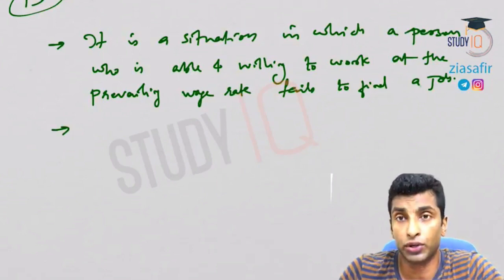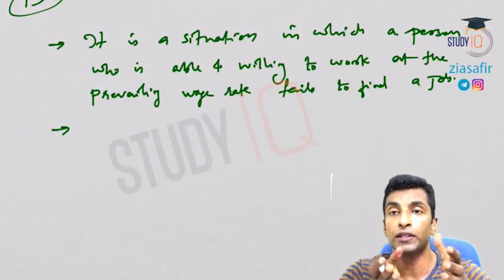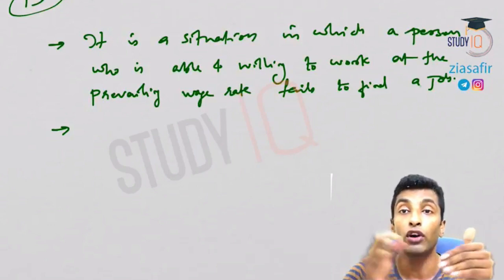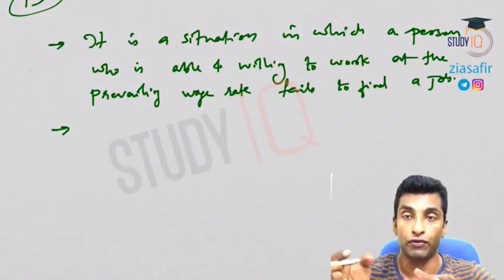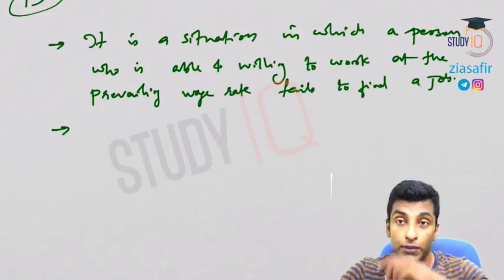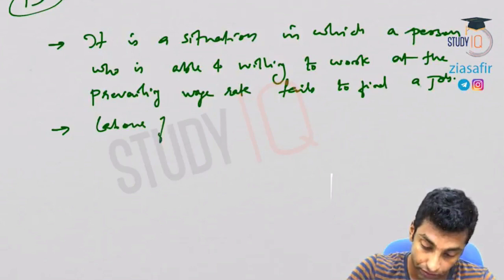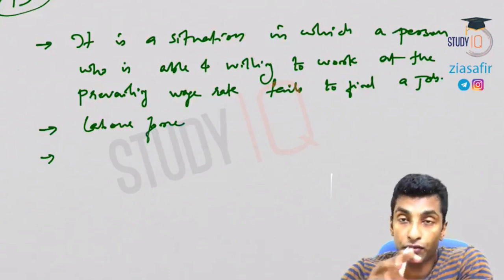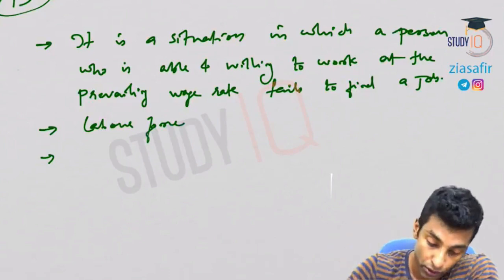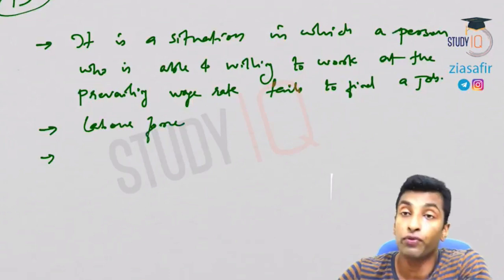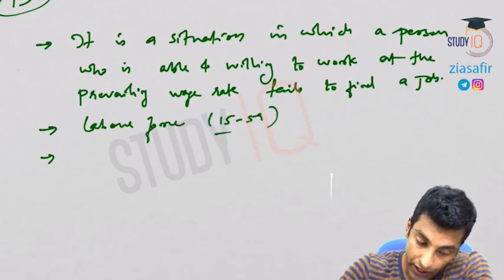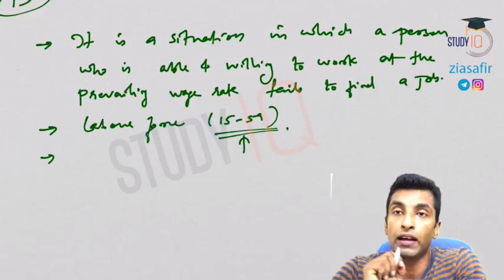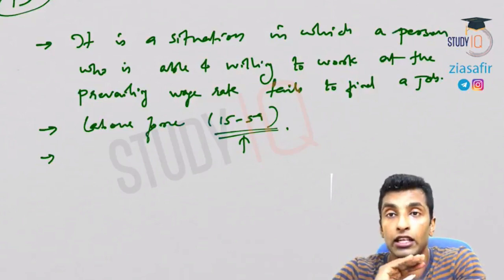Unemployment or employment is expressed in terms of labor force. When I'm saying 10% is unemployed or 5% is unemployed, what does that mean? 5% not of the population, but 5% of the labor force. It is expressed in terms of labor force. Now, who all will come in the labor force? The people between the age 15 to 59 will come under labor force. So the labor force consists of people of working age, that is 15 to 59, and if you are unable to find work while willing to do the job at the prevailing wage rate, then you are unemployed.